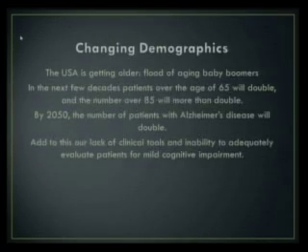The other thing is we're getting older, and we're going to see a flood of aging baby boomers in the next few years. And we're all going to get a little bit dotty, okay? We're not going to be quite as mentally sharp as we were before. The number of patients over the age of 65 will double. The number over 85 will more than double. And by 2050, the number of patients with Alzheimer's disease will double.